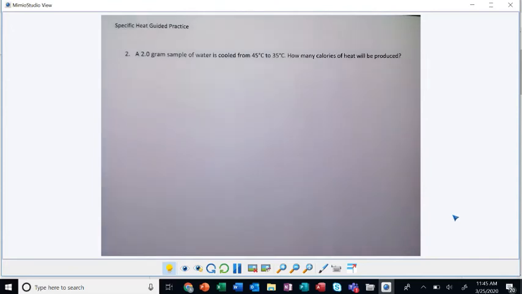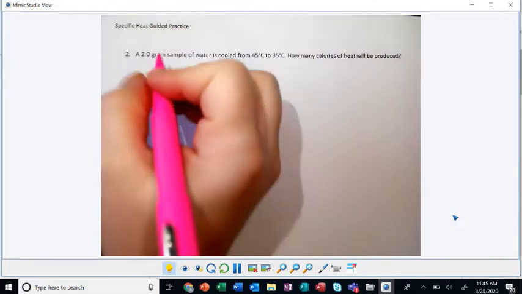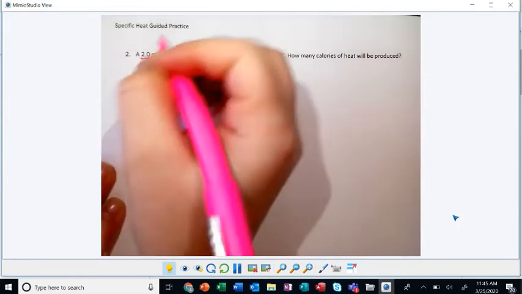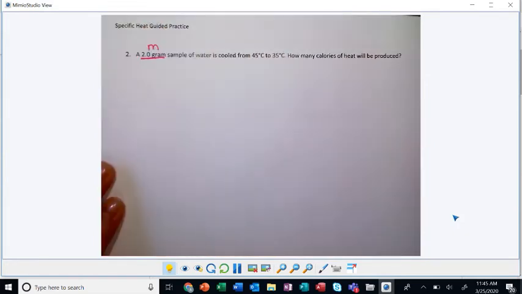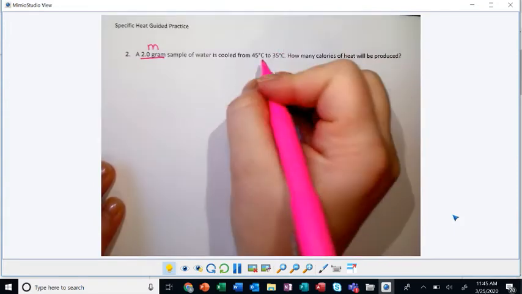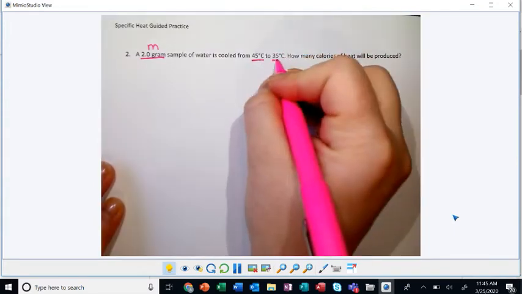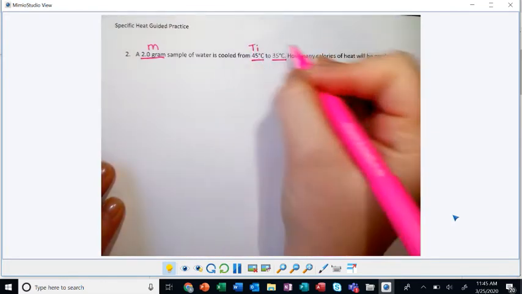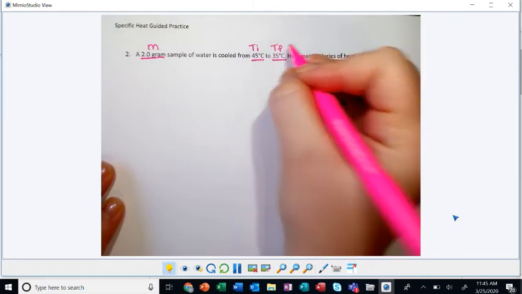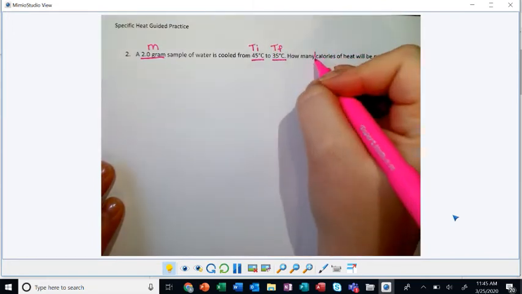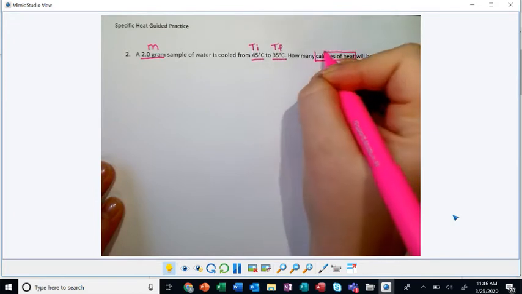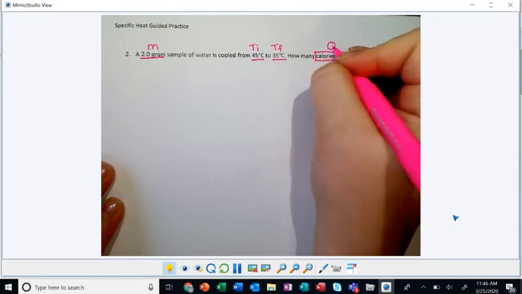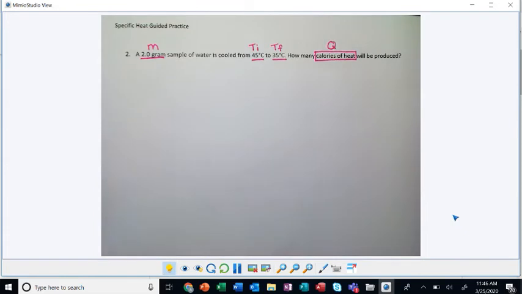All right, so here is question 2 to our specific heat guided practice. So again, we're going to read our question and label what we have. We have a 2-gram sample, grams measures mass, of water is cooled from 45 degrees Celsius to 35 degrees Celsius. That is my Ti and my Tf. I want to know how many calories of heat will be produced. That is my Q.